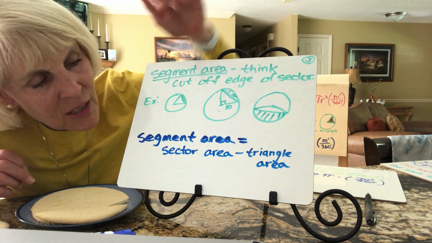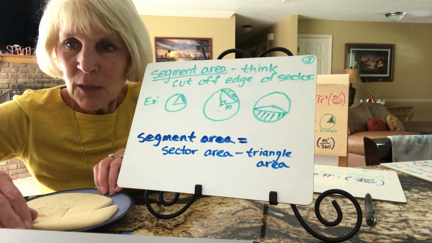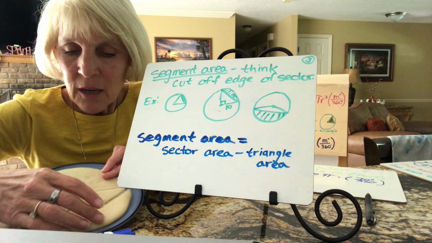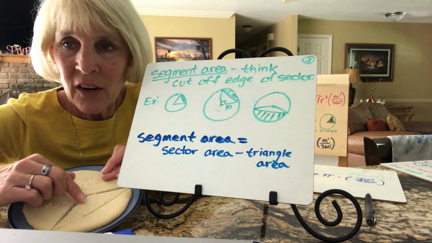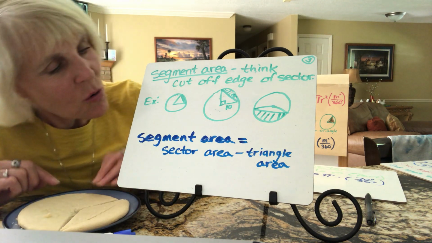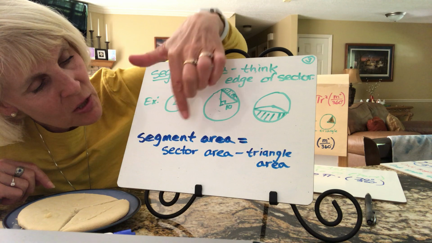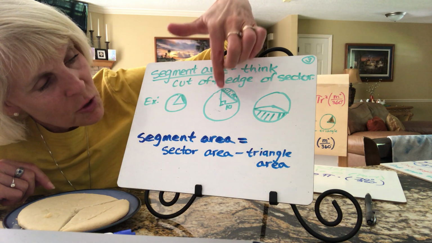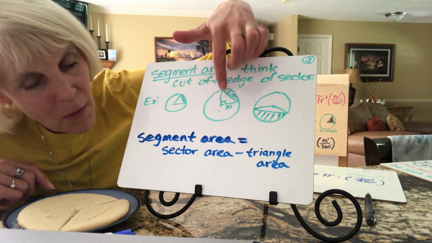So my segment area then, you can kind of see what we had in our cookie. It's going to be the whole sector area minus the triangle. So all I would have to do is say, okay, I'm going to do the sector area, which we just said. I went ahead and put the 10 back up in here.